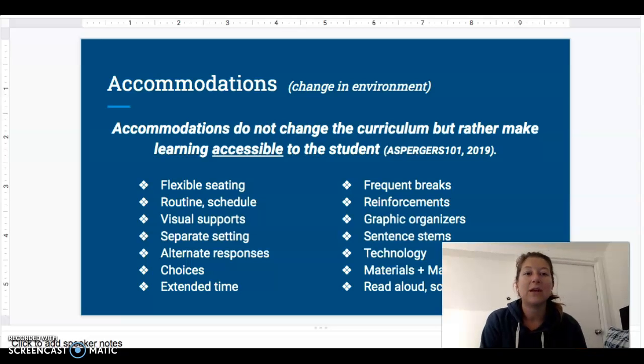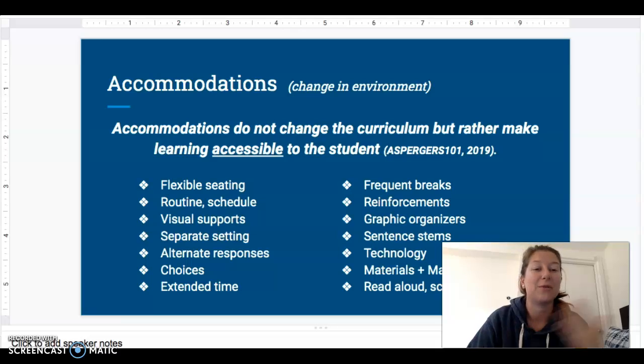You can't walk into a room if there's not a door. So it gives them that door to walk into it and be able to access the curriculum and learn the exact same curriculum as everybody else. So I have a laundry list here, but this might be extensive, but there's a lot more accommodations that we could be giving our students.